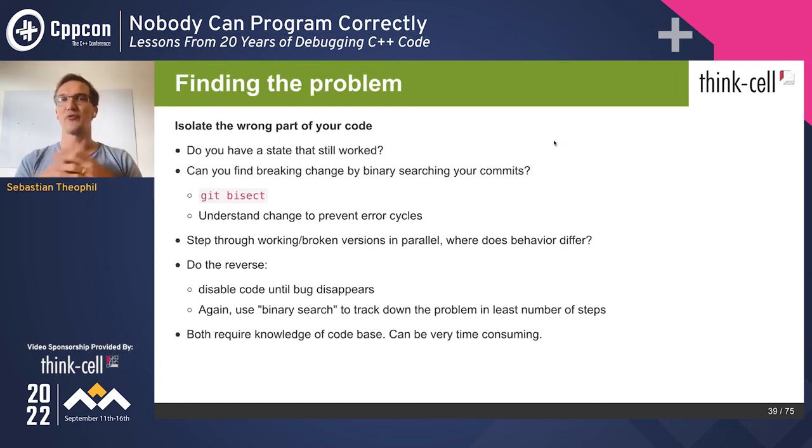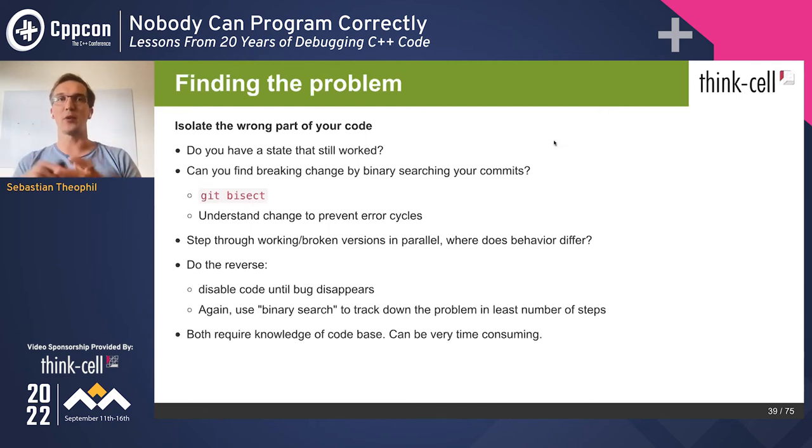If you don't do that, you run the risk that by fixing your new bug, you will reintroduce the old one again. And that's something you want to avoid if you want to make progress. Sometimes if you have those two versions, the good one and the bad one, you can just step through them in parallel in the debugger and see where the behavior differs, if that is not obvious from looking at the code.